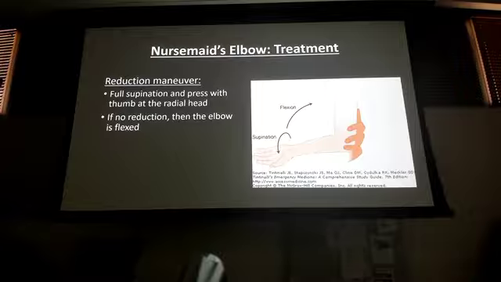But once you've started the exam, there are kids just screaming. So you just got to do it. Just do it, because I'll tell you, you push on the radial head, you supinate them, you feel that very satisfying pop. You want your thumb there because you got to feel the pop. You're not going to hear that pop necessarily. Sometimes you do, but you feel it.